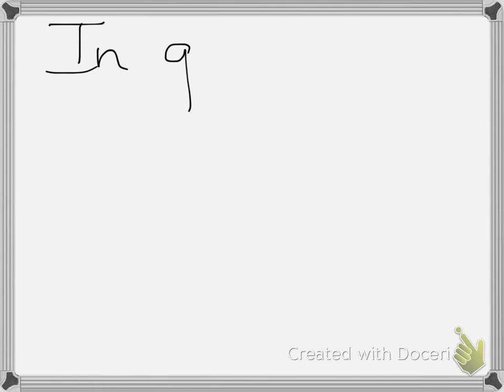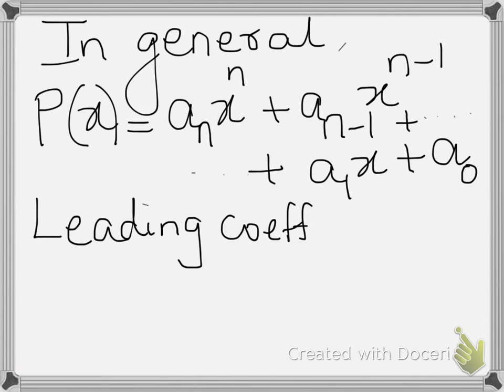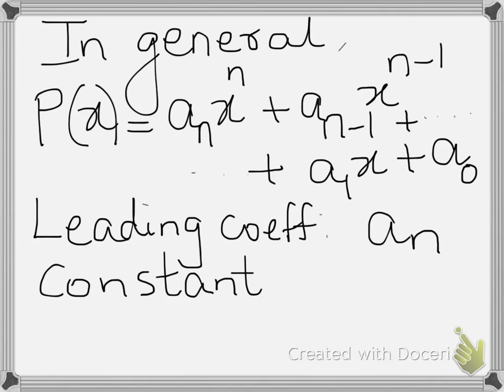In general, we write a polynomial as... Now what is a sub n? A sub n is known as the leading coefficient. Whenever we write a polynomial, we always write it in decreasing powers of x. So the coefficient of the first term is a sub n. What about a sub 0, the last one? That's known as the constant term, the one we write at the end without an x.